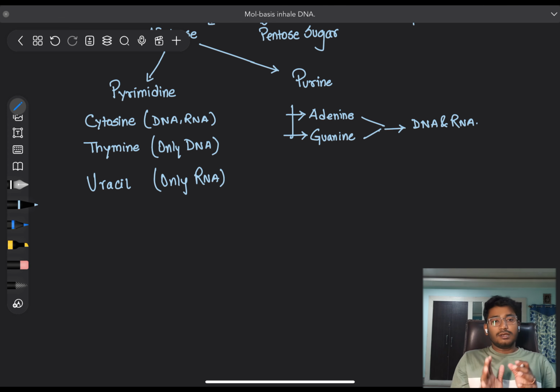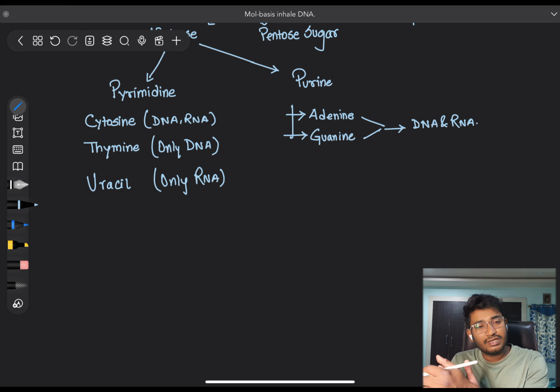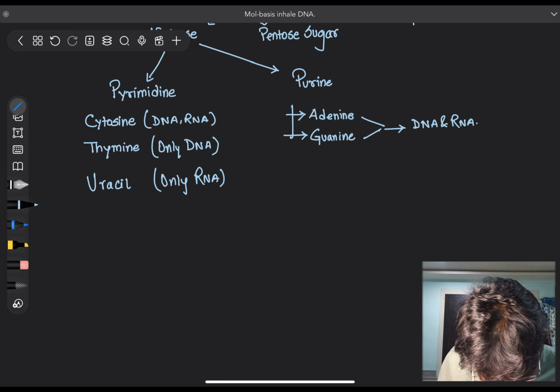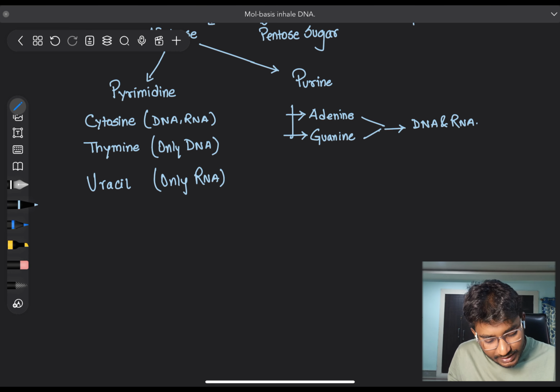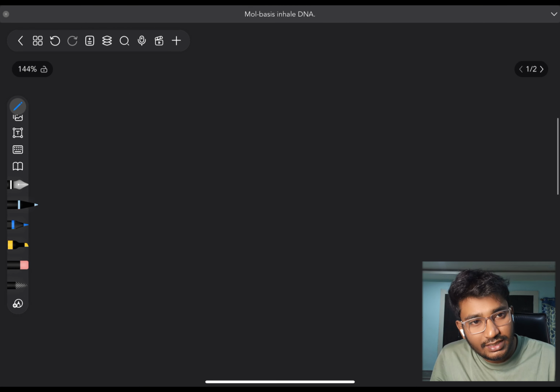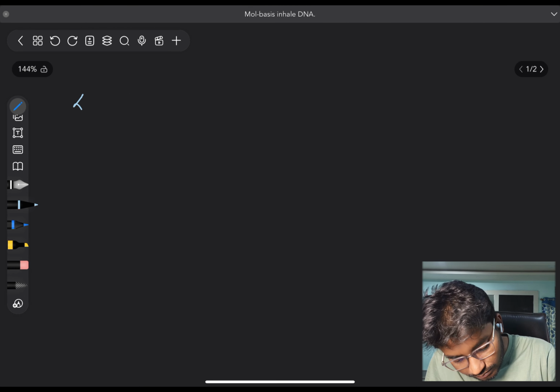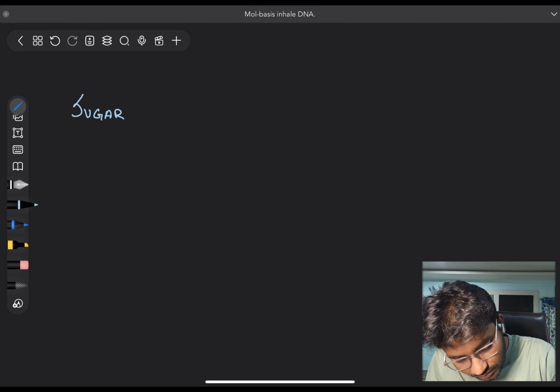So nucleotides consist of a nitrogenous base, a pentose sugar, and a phosphate group. The nitrogenous base consists of 2 things: purine and pyrimidine. Purines are adenine and guanine, while the pyrimidines are cytosine, thymine, and uracil. Now we come to the next part, the sugar. I have completed the nitrogenous base.